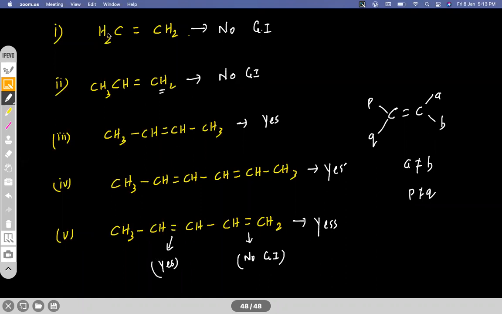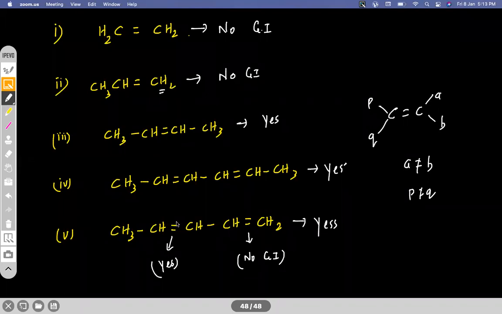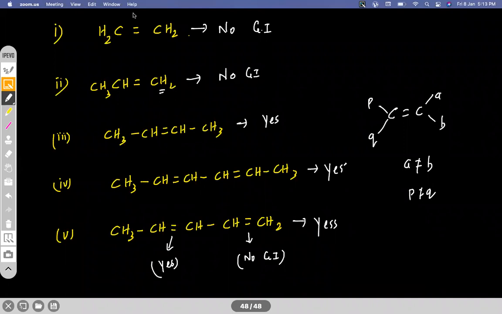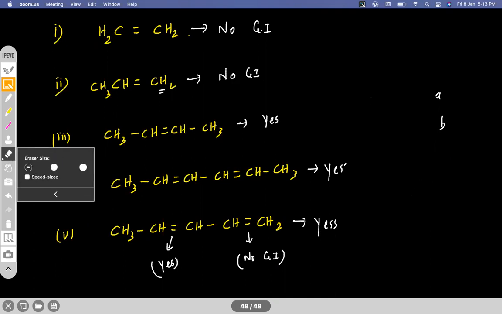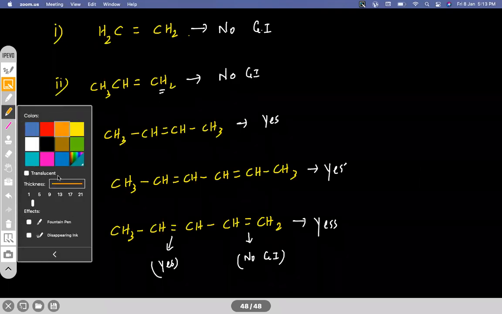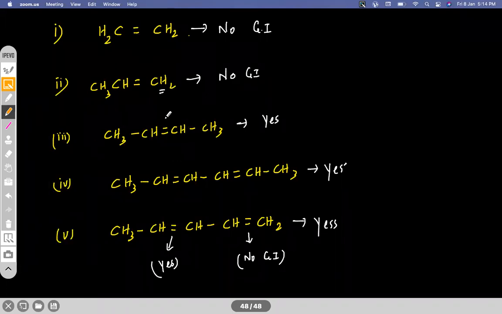Okay, one more thing. The number of double bonds across which GI is possible is called the stereocenter. Stereocenter is the number of bonds across which GI is possible. We can have double bonds, we can have rings also, and we can count them in GI. Okay, I'll write it down here. In this one, if I ask you the number of stereocenters, the first one obviously has none. In this, we have one stereocenter. This star mark represents the stereocenter.